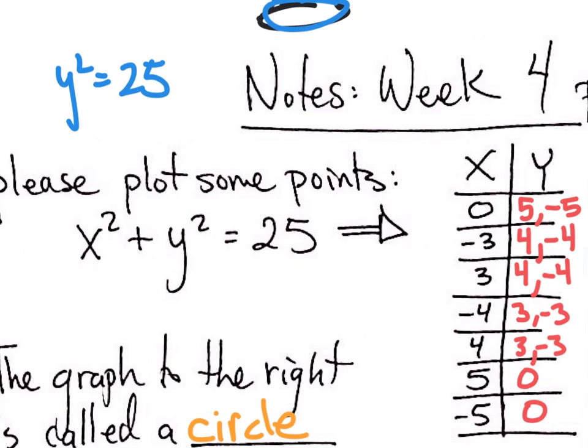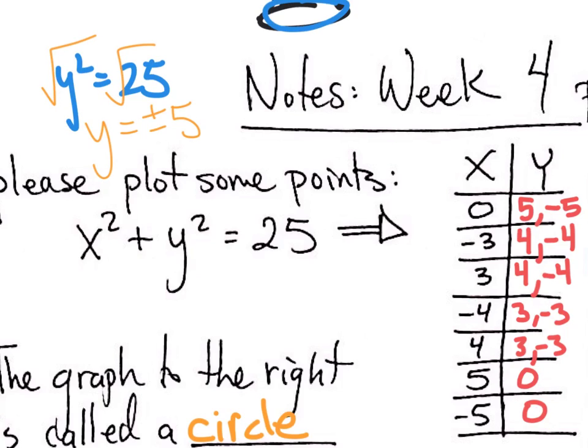I would then take the square root of both sides of this, and I'd end up with y equals, because I'm taking the square root, plus or minus 5. Minus 5 times itself is 25, and plus 5 times itself is 25. So that's where I ended up with these two values, 5 and negative 5. Similarly, if we plug in negative 3, you're going to end up with plus or minus 4, and so on.